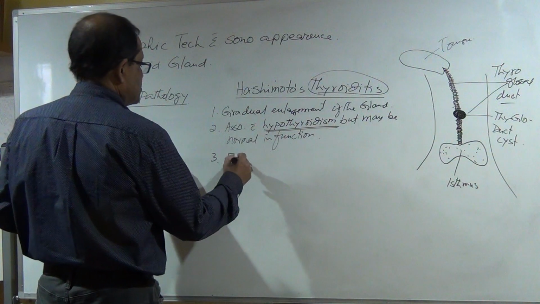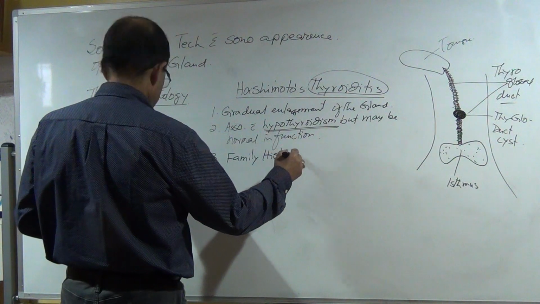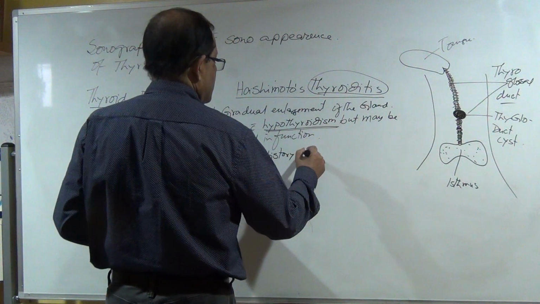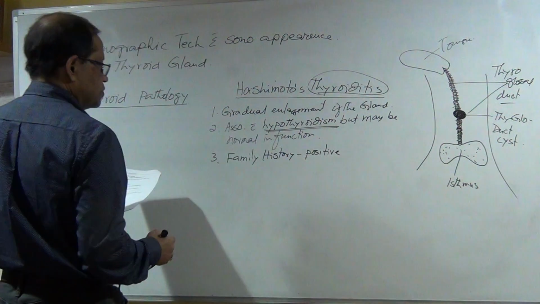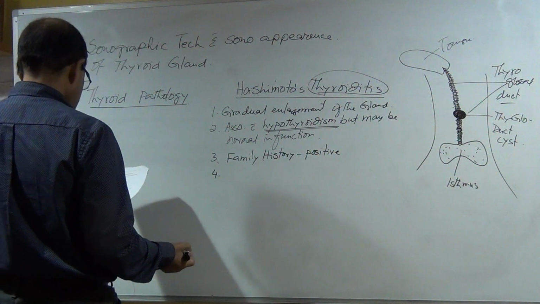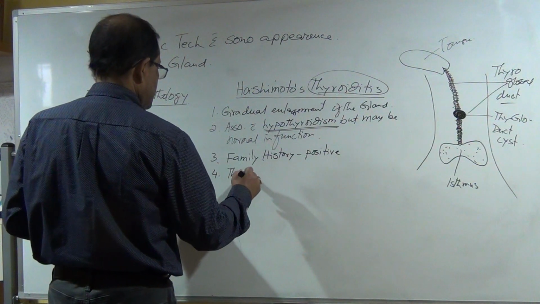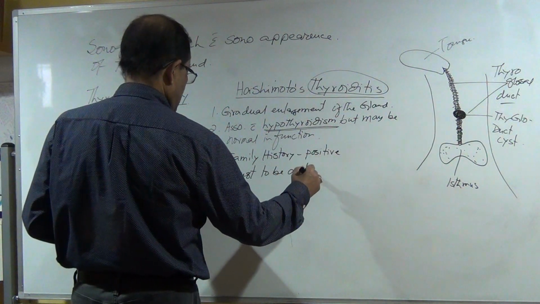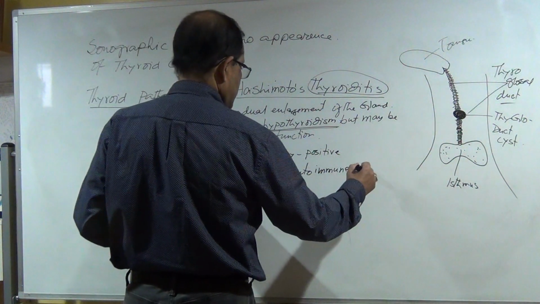Usually there is a positive family history. Usually they have Hashimoto's thyroiditis in the family. It runs in the family, and it is thought to be an autoimmune, immune disorder.